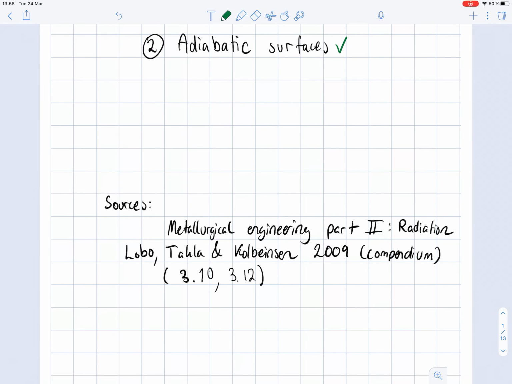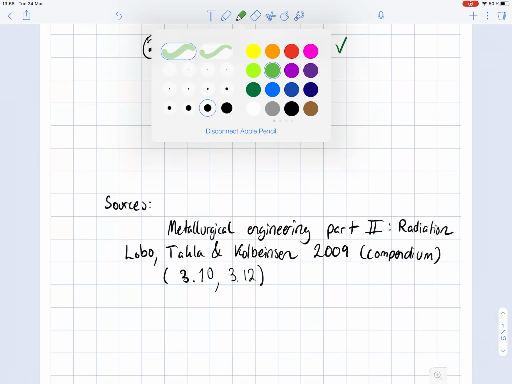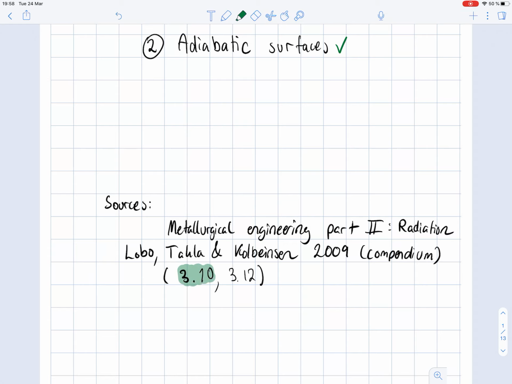Sources for today is chapter 3.10, where the view factors are discussed, and 3.12, where the adiabatic surfaces are discussed. Note that we are skipping over 3.11. Chapter 3.11 is the chapter where this general surface has been introduced that we talked about in the first lecture and in many of the subsequent lectures. We will also look at that specific figure today.